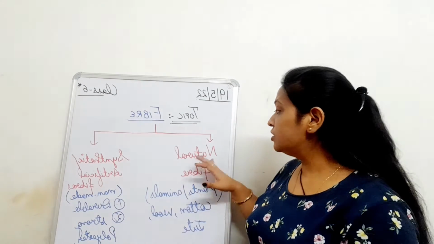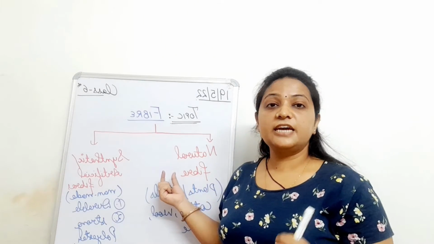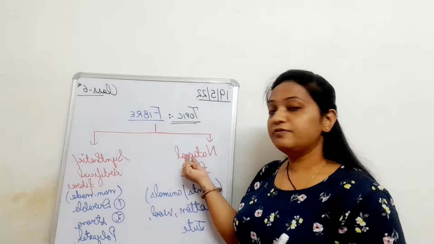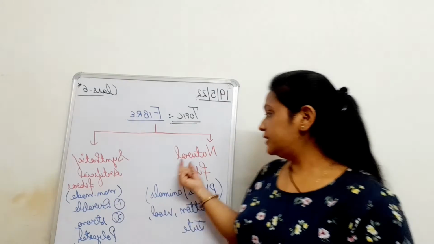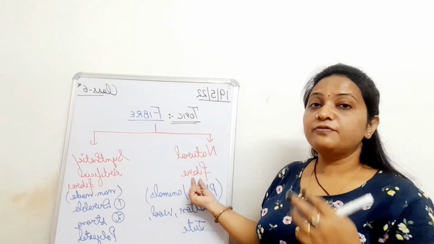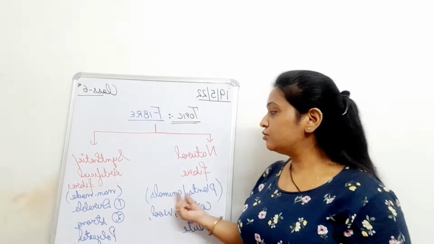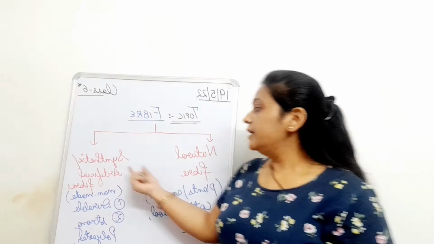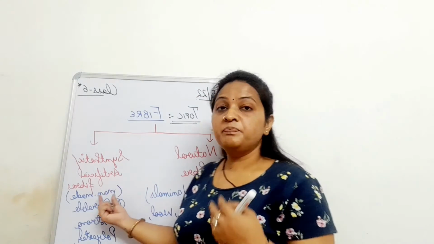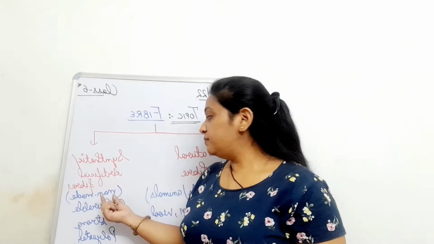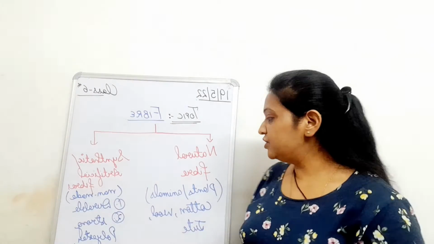Very good, students. So this is the classification of fibers, which is categorized into two categories. One is natural fiber, another one is synthetic fiber. In natural fibers, we have the fibers we get from plants and animals. In synthetic or artificial fibers, all the fibers are prepared or made by man. So that's why they are known as synthetic and artificial.